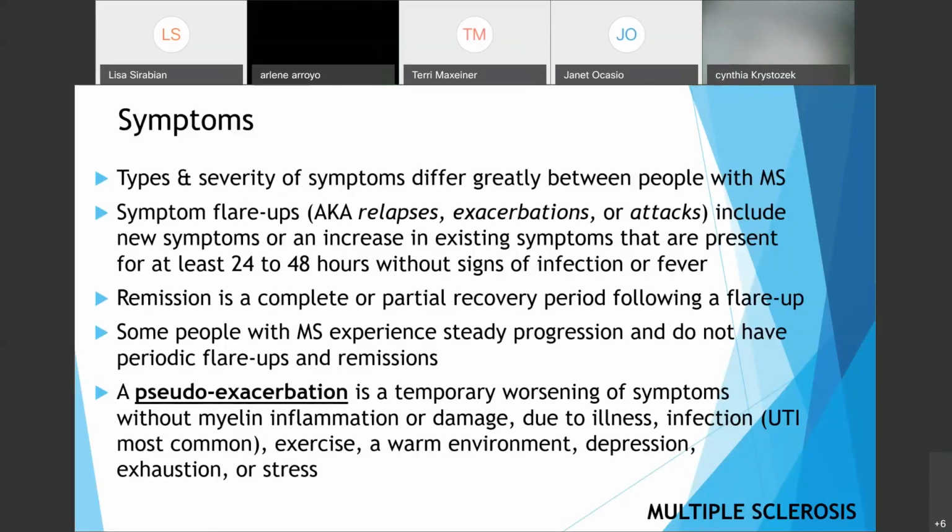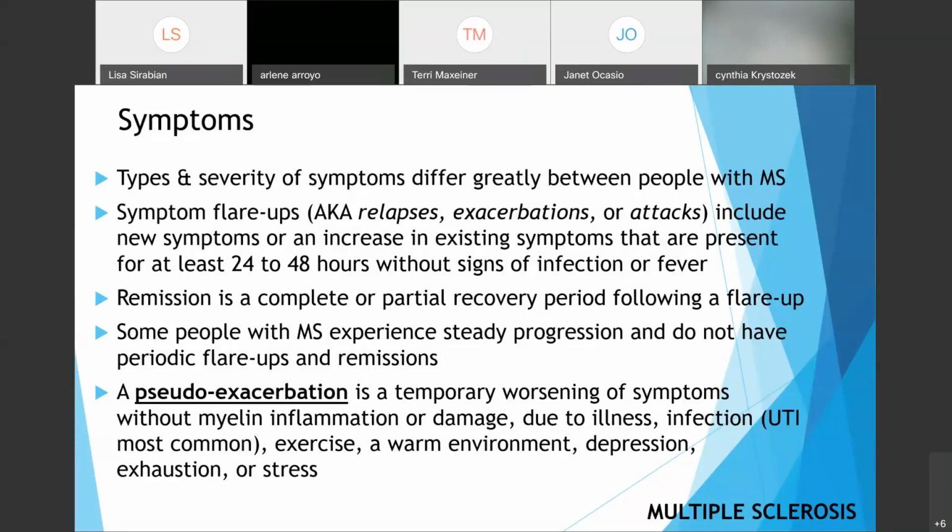So we've got symptom flare-ups, new symptoms or an increase in existing symptoms, and then we have a time of remission. So this is a complete or a partial recovery period following a symptom flare-up. Some people with MS experience steady progression and they don't have these periodic flare-ups and remissions.